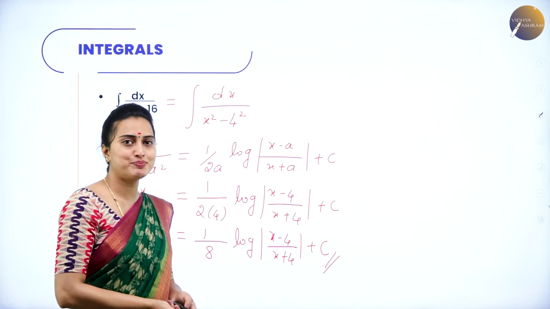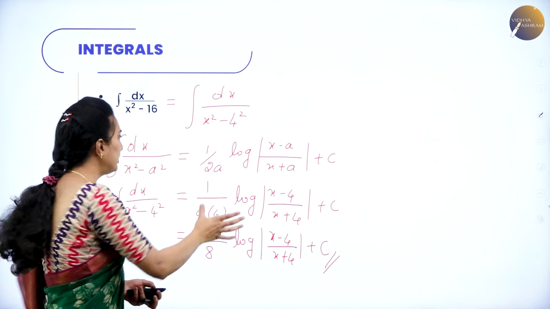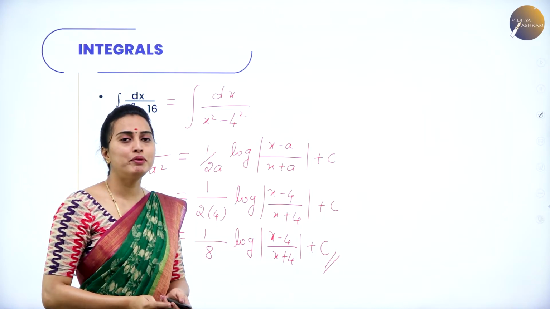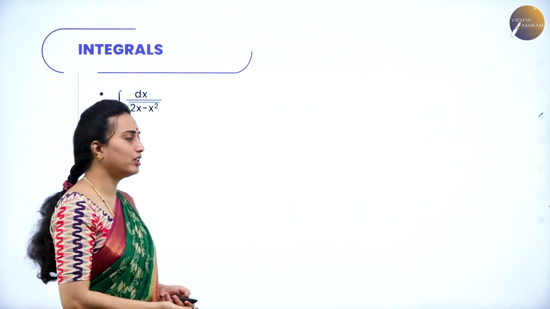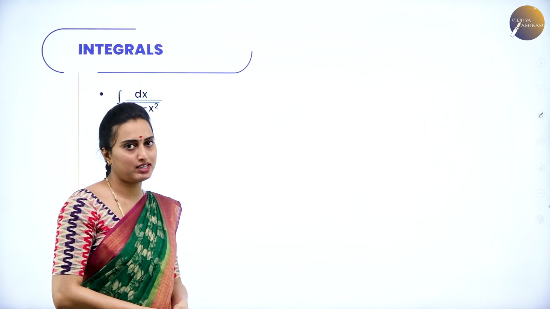I hope you got this problem. This is a problem they are going to give for 1 mark along with this formula proof. Understood? Now we'll be moving on to the next problem, dears. What they've asked: the integral of dx divided by the square root of 2x minus x squared.